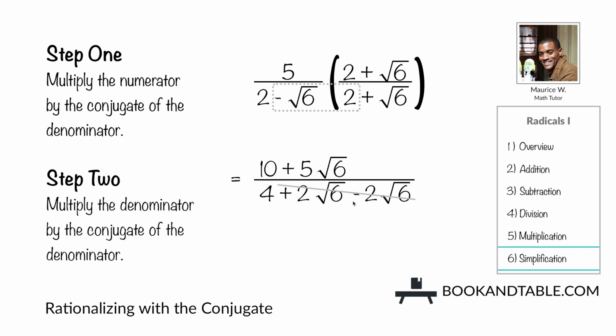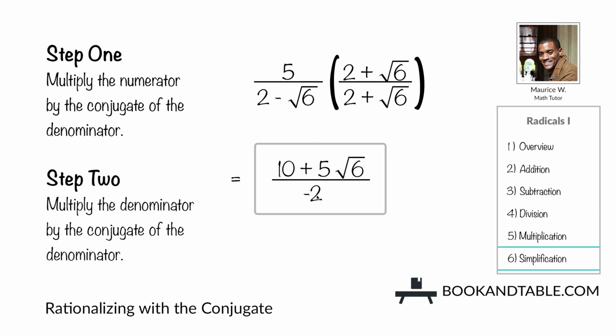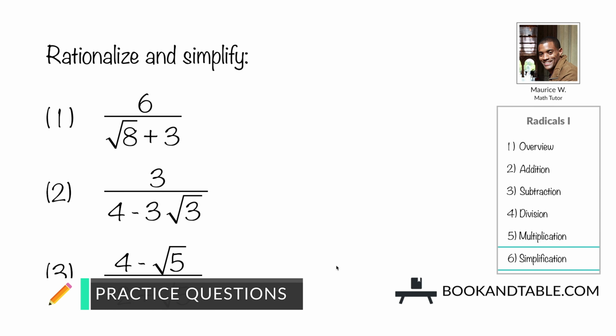Positive 2 and negative 2 cancel each other out. And negative radical 6 times positive radical 6 gives you negative 6. 4 minus 6 is equal to negative 2. And since this coefficient, this number, and this number do not have a common factor, we can leave the answer like this: 10 plus 5 radical 6 divided by negative 2. So that is how we go about rationalizing with the conjugate. Let's wrap things up by having you complete a few practice questions.